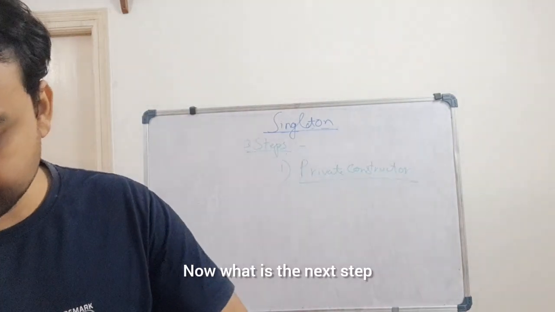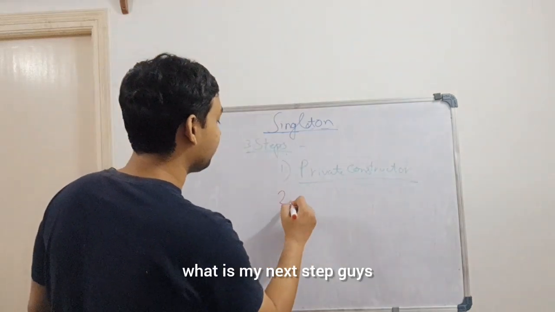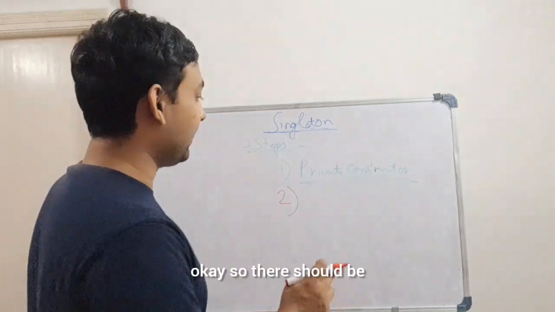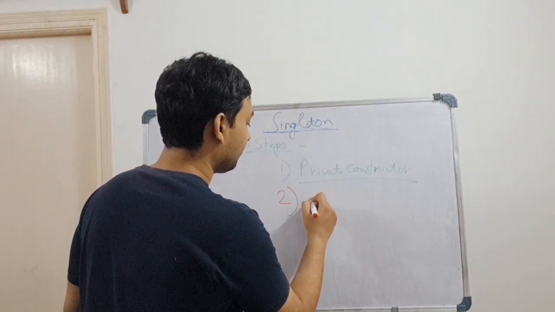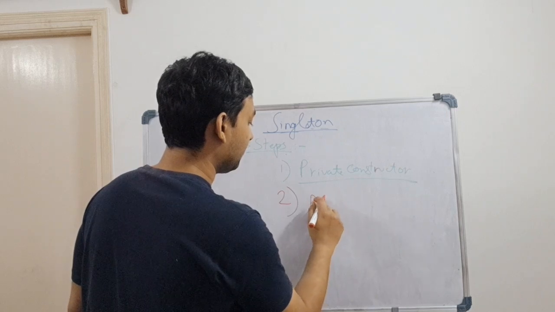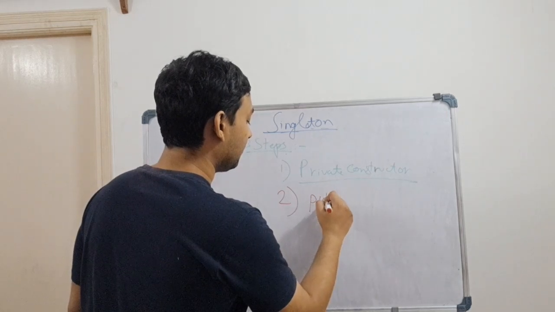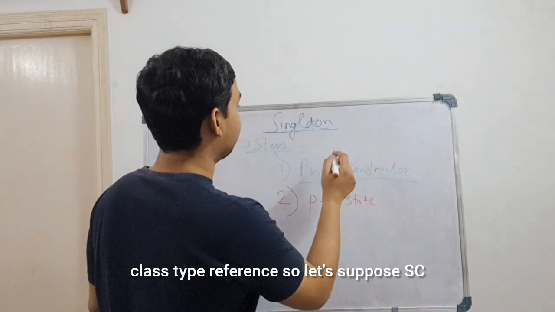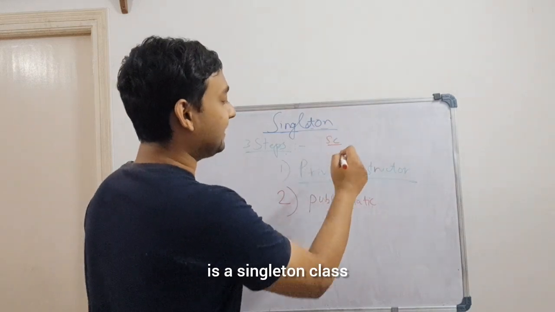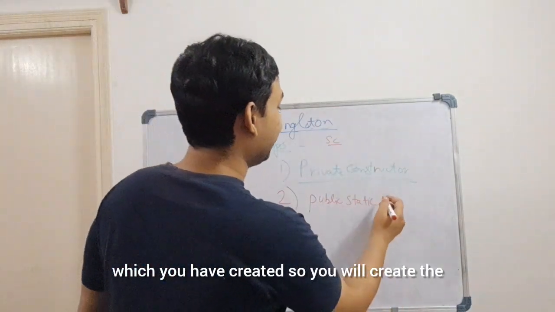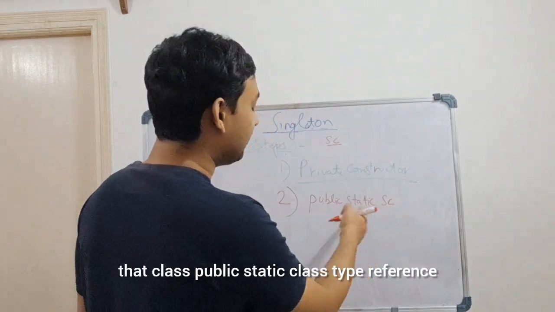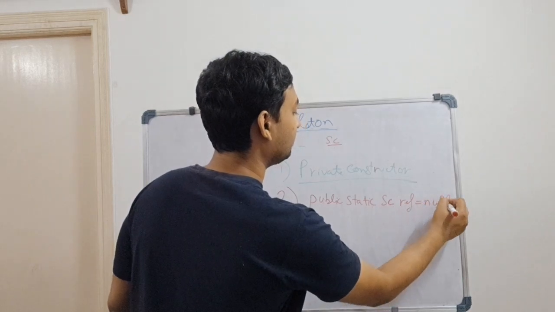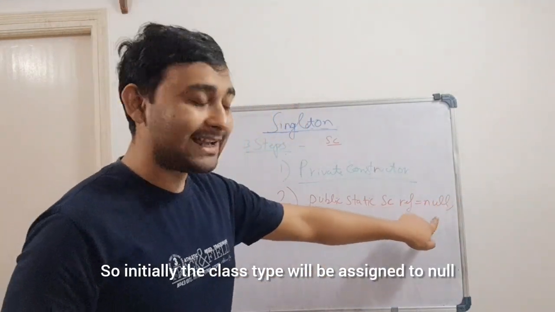Now what is the next step? After creating the private constructor, what is my next step, guys? There must be a public static class type reference. So let's suppose SC is a singleton class which you have created. We will make use of that class, a public static class type reference, and assign it to null. Initially the class type reference will be assigned to null.